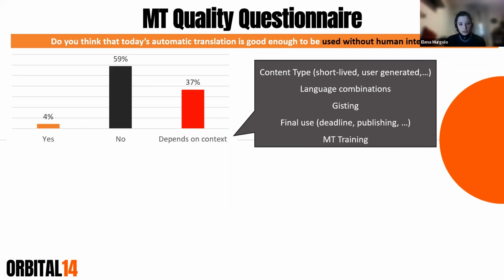Obviously, the language combinations. So there are some language combinations that are better than others. For gisting, it's okay. Otherwise, not doable. The final use, again, or the deadline, the publishing, whether it should be published or not, and the training of the MT. So some of them did answer that if the MT is trained, then it's usable without human intervention. Otherwise, it should be revised.